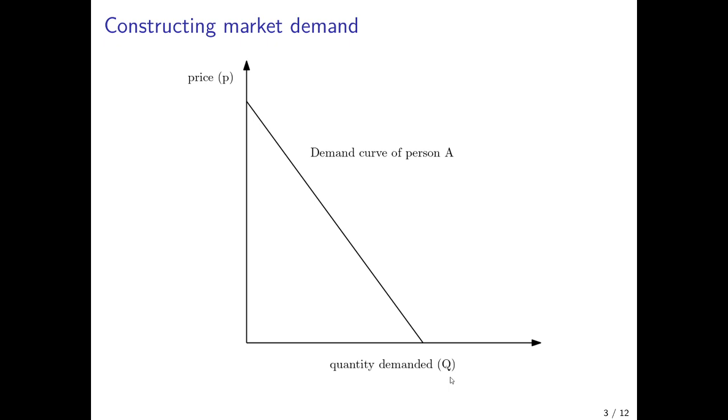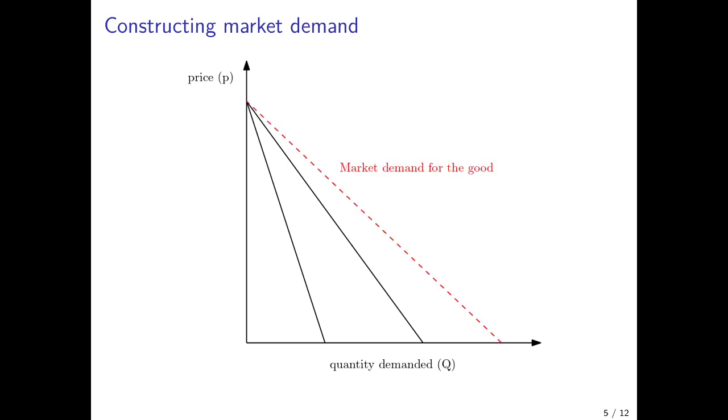Now, since we construct demand in the market, we denote the total quantity by uppercase Q. As we will see later on, that's the sum of all the individual demand levels, lowercase q. So the demand curve of person A was downward sloping. And now assume that we have a second person in the economy with also a downward sloping demand curve. Now we can add these two demand curves to get the market demand curve if this market consists only of two people.